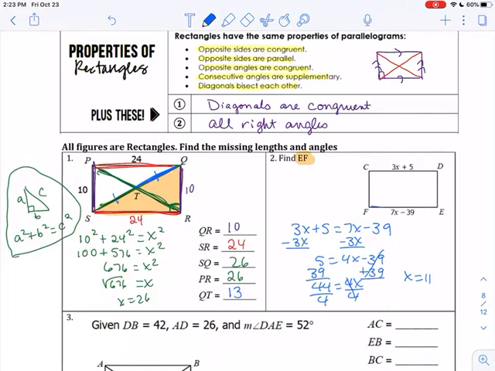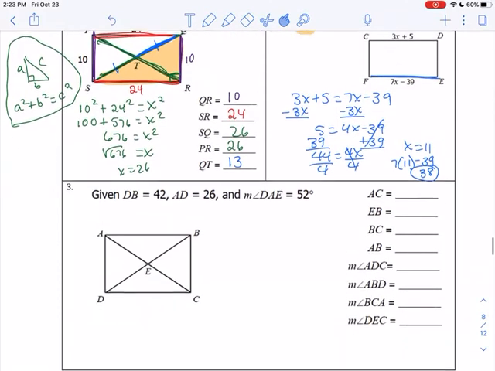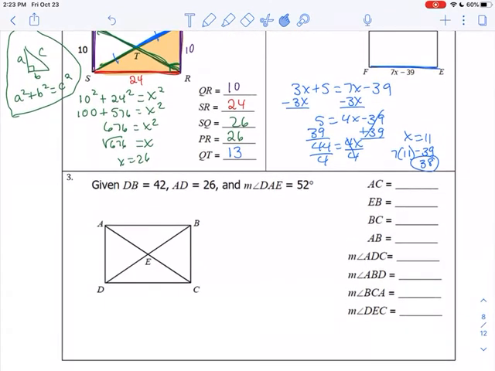Now that's not my answer, because I was actually asking you to find EF. Okay, so if I want to find EF, EF is this side right here. I'm going to have to substitute in. So 7 times 11 minus 39. 7 times 11 is 77, and minus 39 is 38.